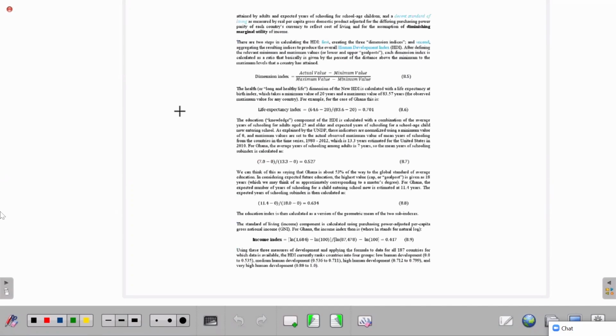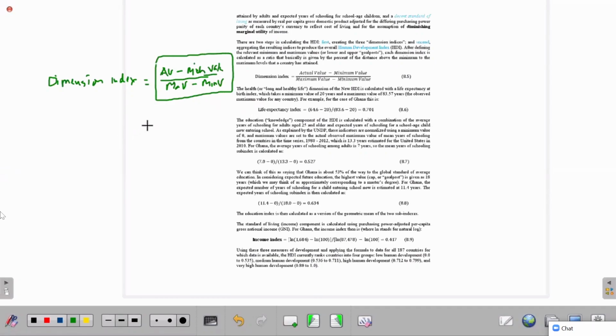Right. So first we are going to see how dimension indices are developed. The dimension index equals the actual value minus the minimum value, divided by the maximum value minus the minimum value. When we do this, we get a dimension index for each of the three major indexes.